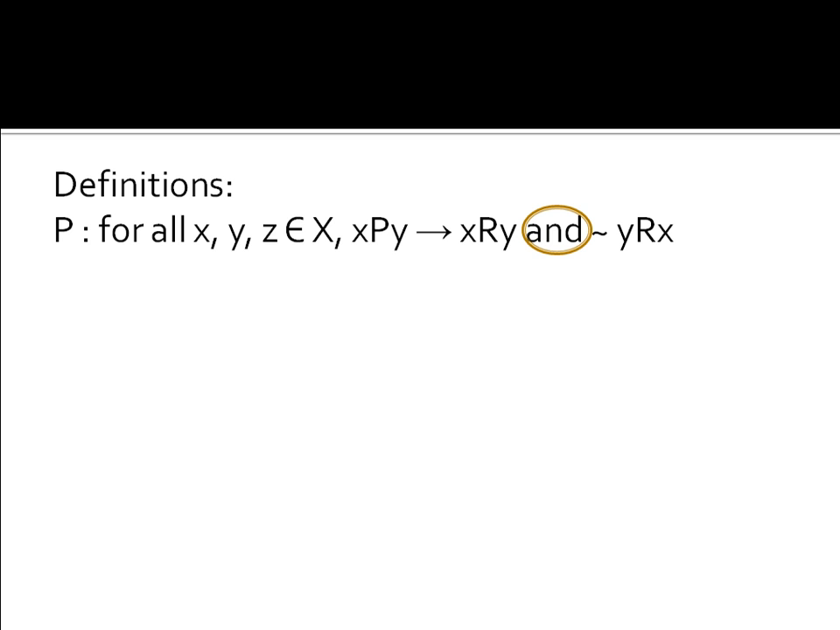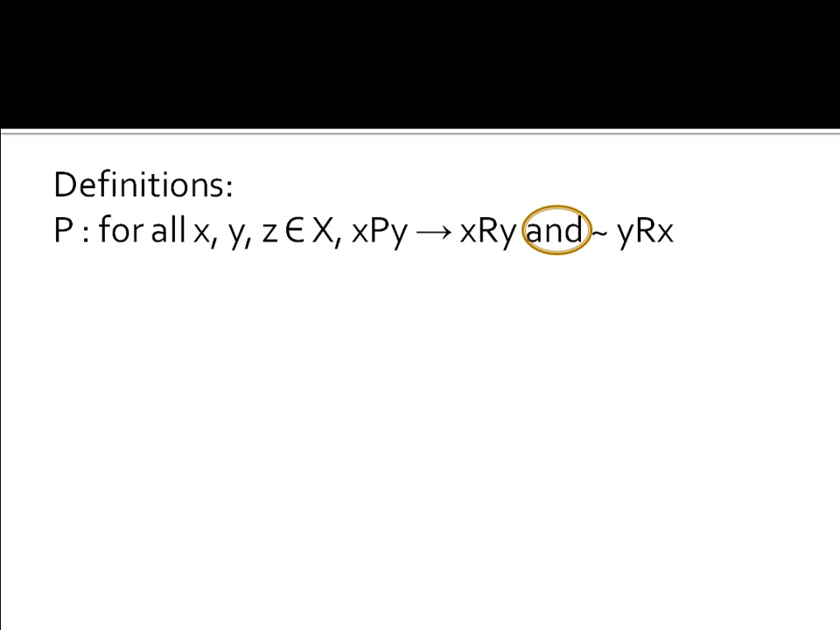Remember the two connectors. One is and. Both of these conditions have to hold together: X is at least as good as Y and Y is not at least as good as X. When you are saying that apples are strictly preferred to oranges, you are saying that apples are at least as good as oranges, but oranges are not at least as good as apples.